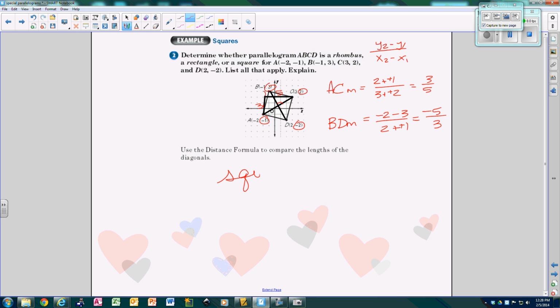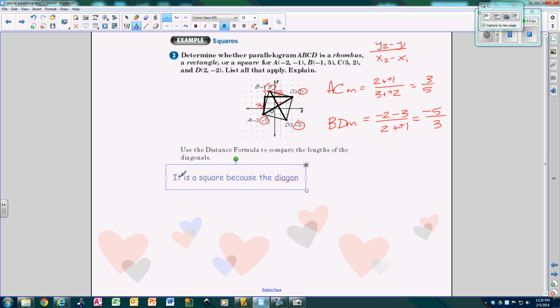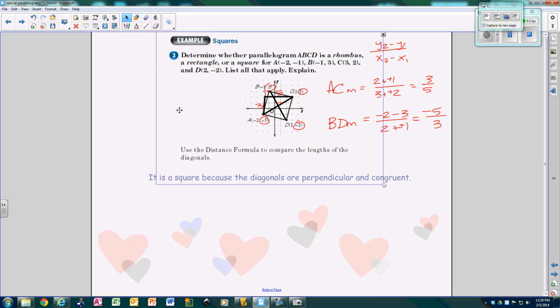So I know this is a square because, let's do it this way. I have a better idea. I'm going to say it is a square because the diagonals are perpendicular and congruent. Ta-da! There, now y'all can read it. So it makes it a little better. All right, so we'll go over this more in class, and I will see y'all next time.